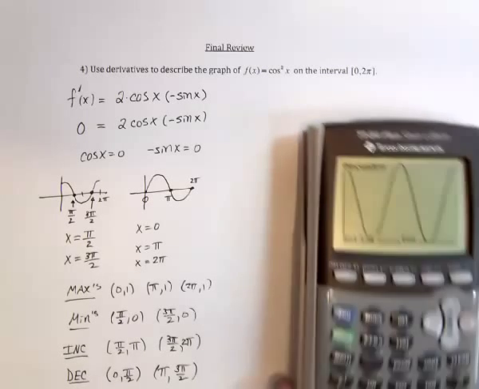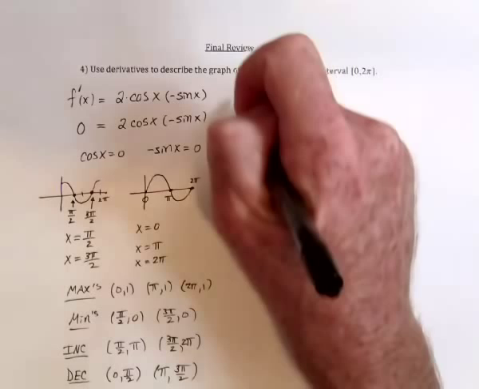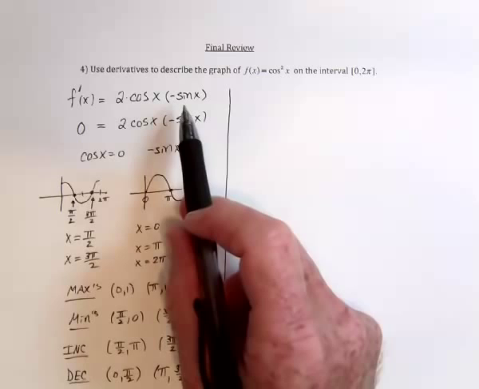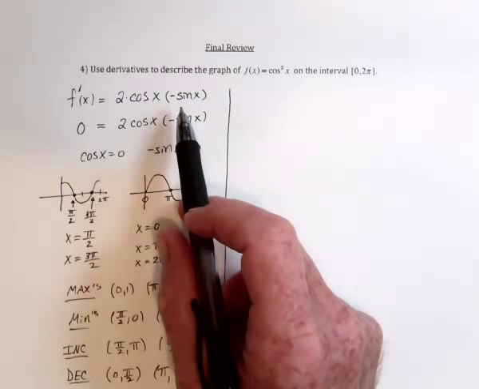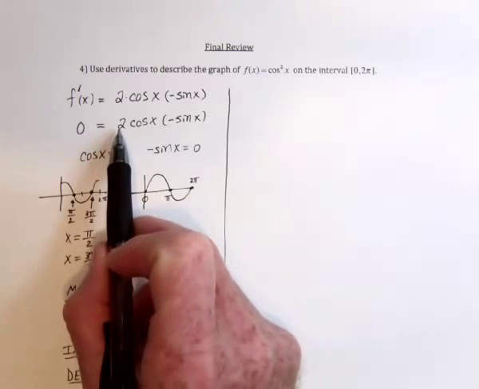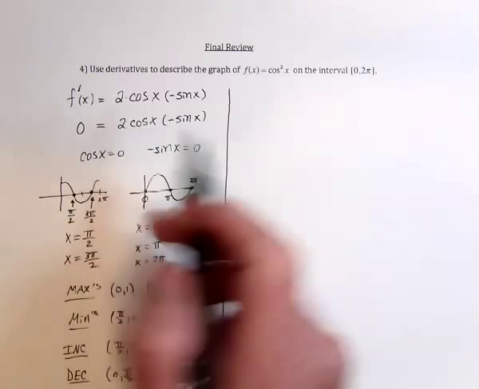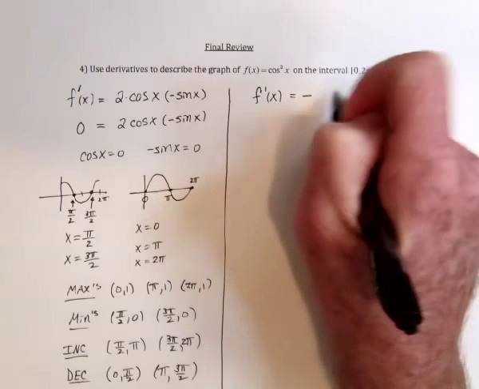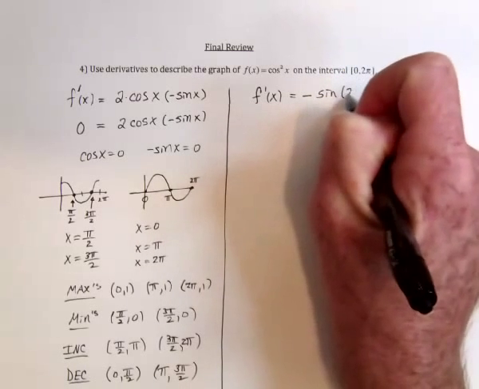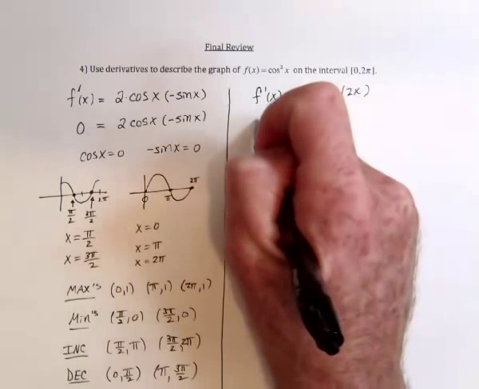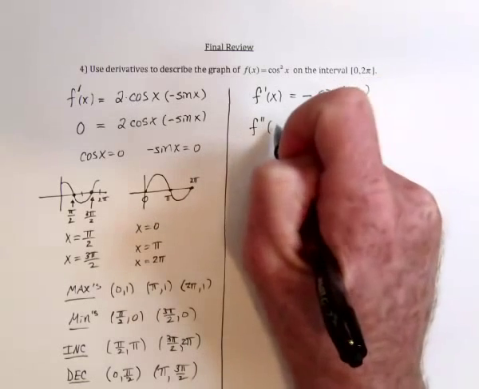And now for the second derivative. Where is it concave up and concave down? Well, we could take the derivative of this and use the product rule, or if you just factor out this negative sign, notice that it's 2 sine times cosine. Or in other words, the first derivative is really equal to negative sine of 2x. Those old trig identities come in handy every once in a while. So now we don't have to use the product rule. We can just take the derivative of a sine.